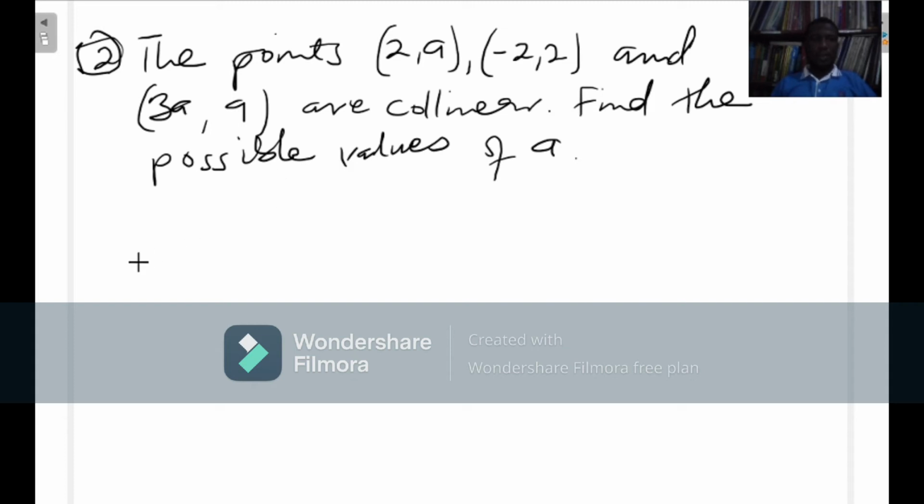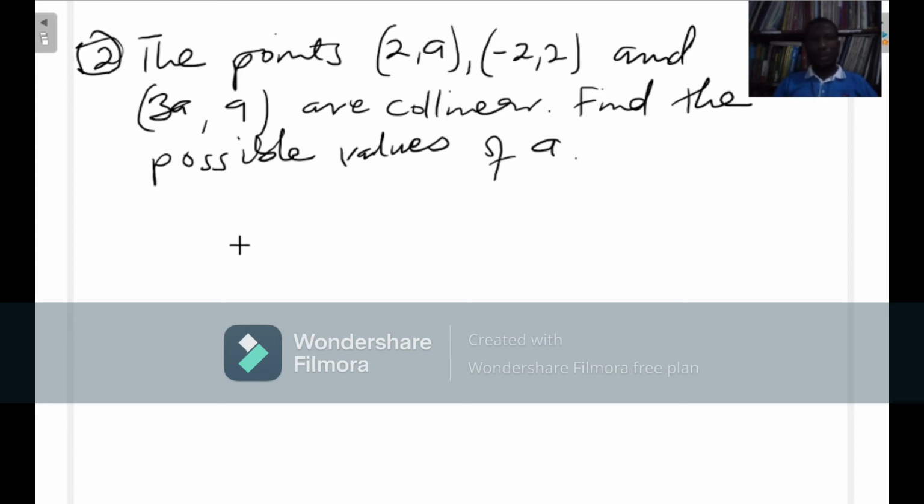Our second example says the points (2, a), (-2, 2), and (3a, 9) are collinear. Find the possible values of a. The difference about this is that they have already told us that they are collinear. That's the first thing. Then the second one, some of the coordinates of 2 points are missing.